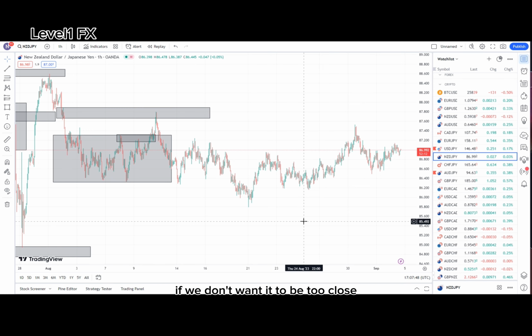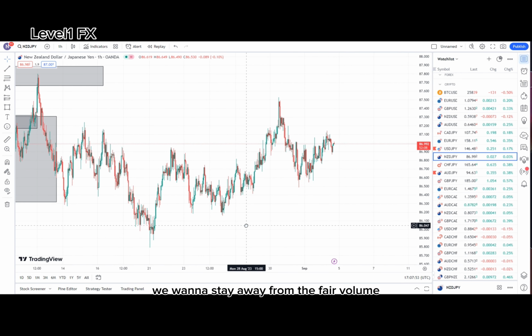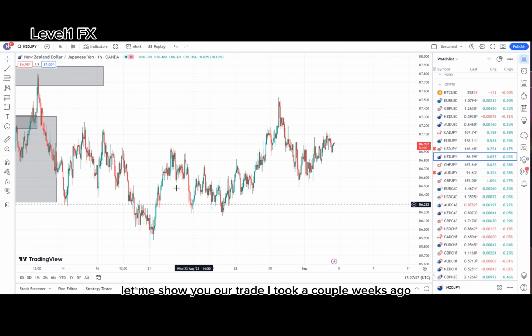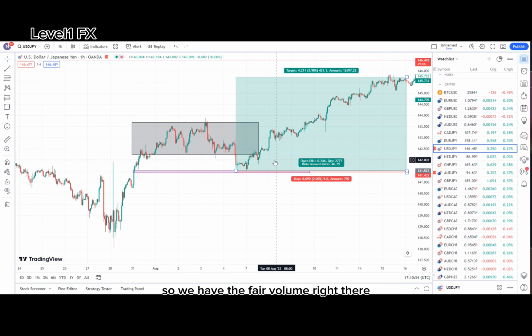We don't want it to be too close, so be careful with that. We want to stay away from the fair value. So let's move on. Let me show you a trade I took a couple weeks ago. So we have the fair value right there.